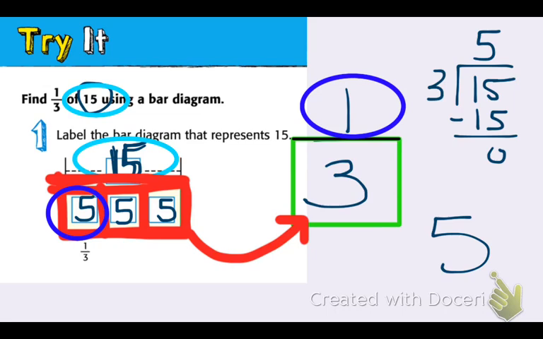Is that reasonable? 5, 10, 15. Yeah, 1 part out of 3 would be 5, because if I added 5 3 times, it equals 15. I can move on. It's reasonable.